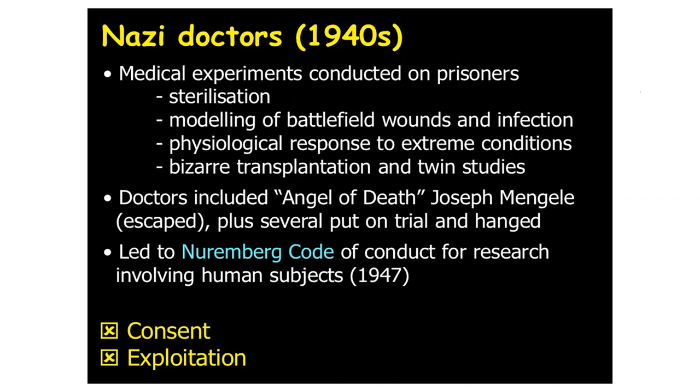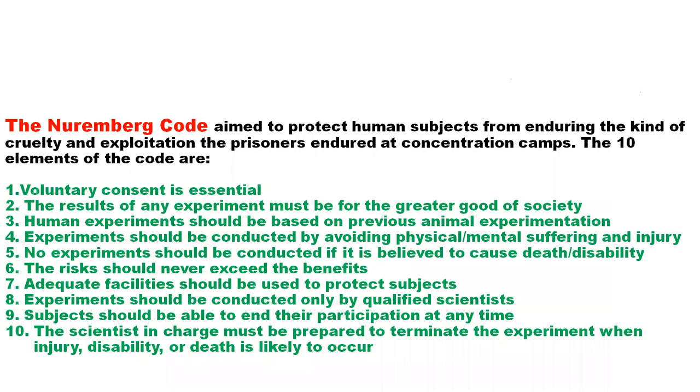After that, this led to the Nuremberg Code of conduct of research involving human subjects, 1947: consent and exploitation. What are the codes? Let us come to the code. It aims to protect human subjects from enduring the kind of cruelty and exploitation the prisoners endured in concentration camps.